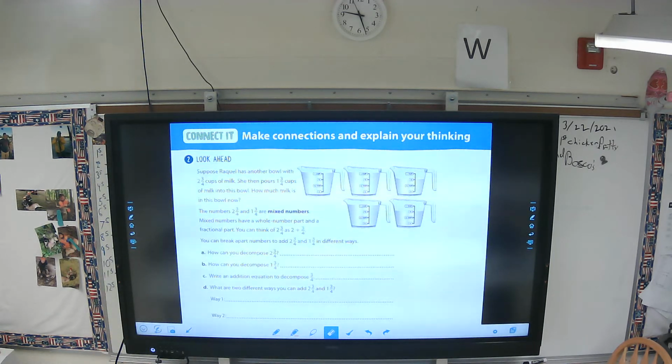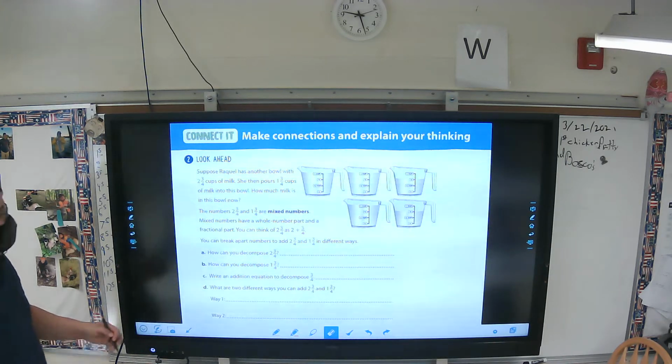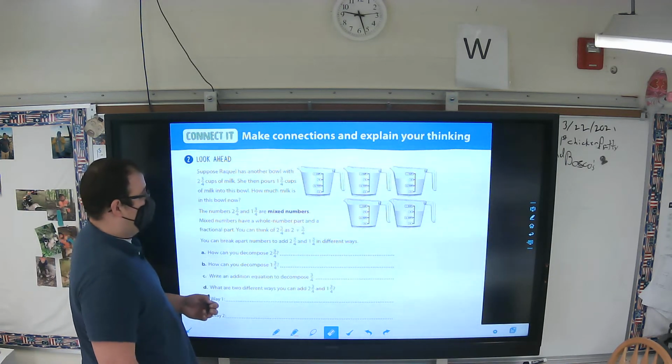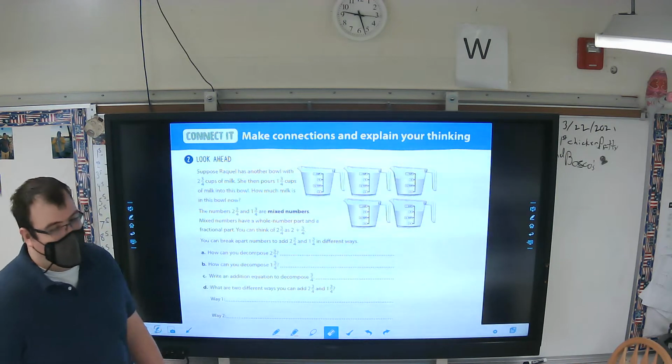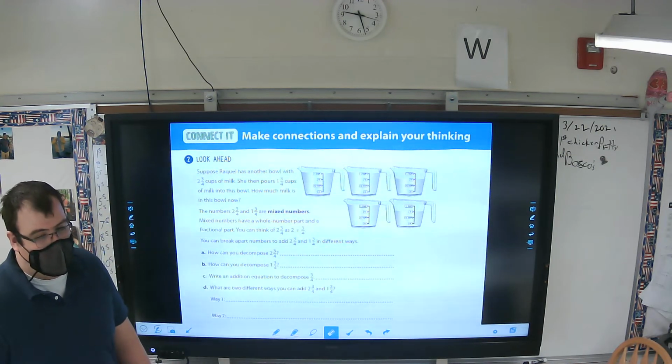Number 2, looking ahead. Suppose Rakul has another bowl with 2 3/4 cups of milk. She then pours 1 3/4 cups of milk into this bowl. How much milk does she have now? So she has 2 3/4 cups, right? She pours 1 3/4 cups out of it. How much is left?